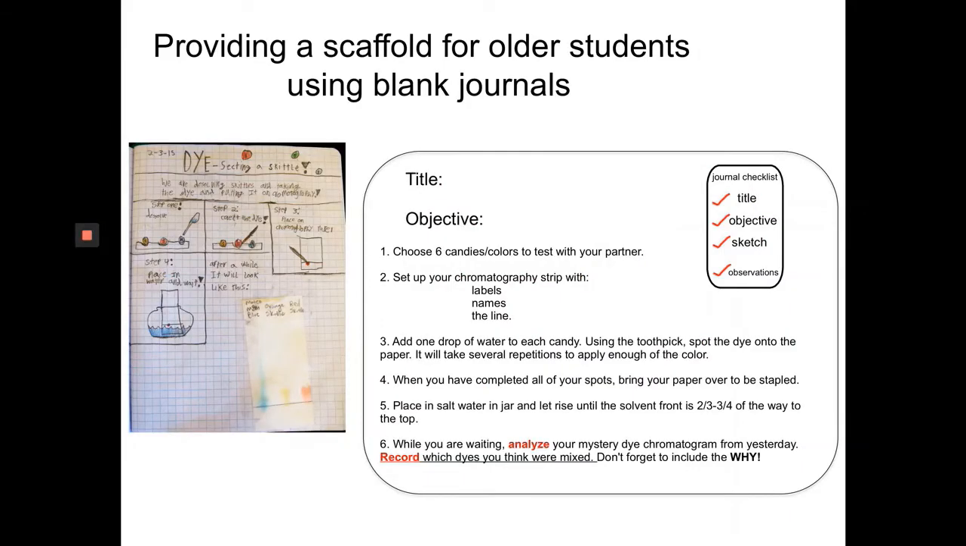In these slides, I share some additional strategies for supporting older students using blank lab notebooks. This style gives students more independence and builds skills for organization and recording. Recording prompts are embedded into experimental protocols, and a running checklist helps students keep track of the expectations.